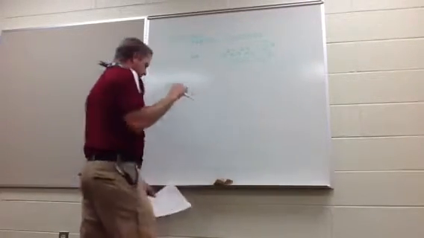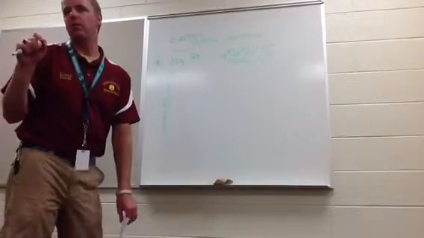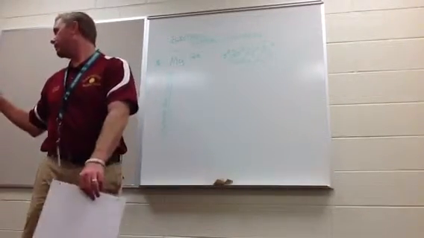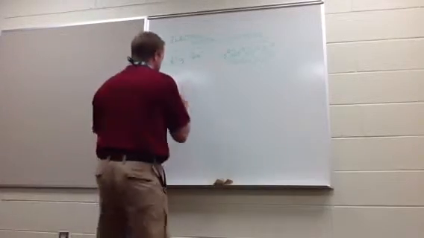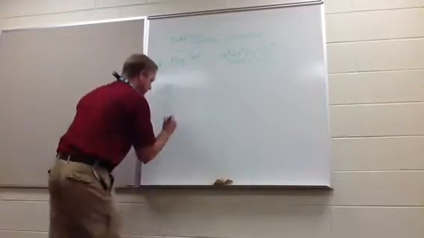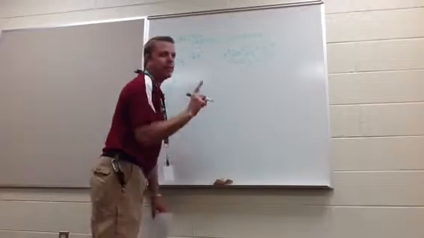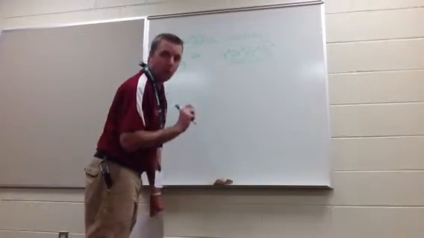Okay? Now, the first thing we need to concern ourselves with is something called Pauli's exclusion principle. All right. So Pauli's exclusion principle says this: that you can only have 2 electrons in an orbital.